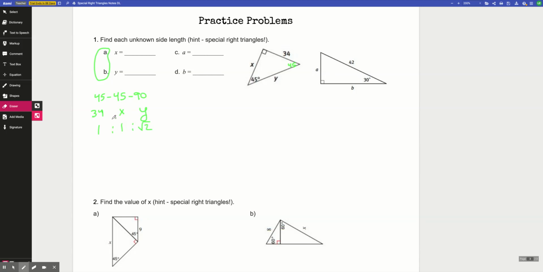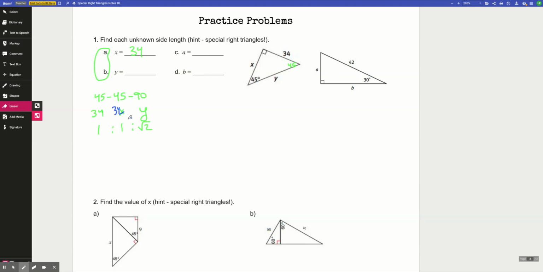Looking at this, I know that 34 is one of the leg sizes. In a 45, 45, 90 triangle, the two legs have to be the same. That's why their ratios have the same number, 1. So that means X is just 34. And then for Y, remember I told you the best thing to do here. Actually, let's change the color, because I figured out that this was 34.